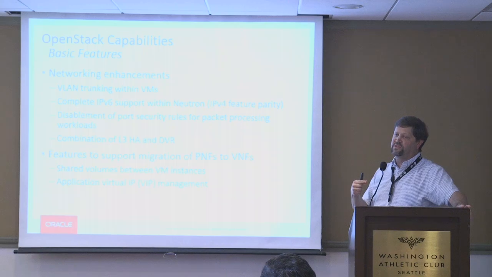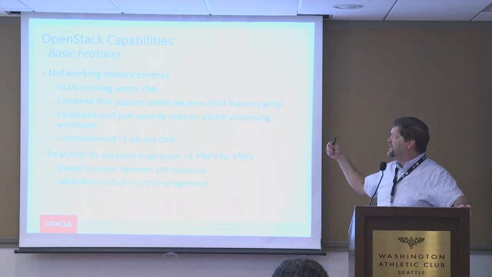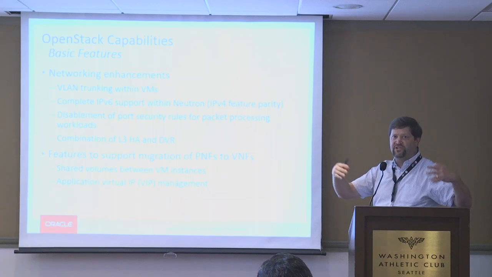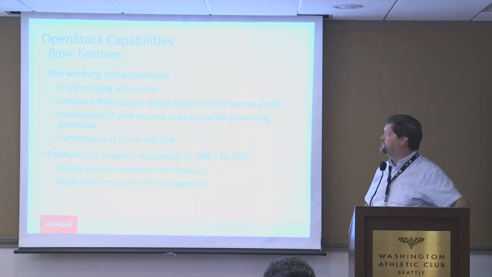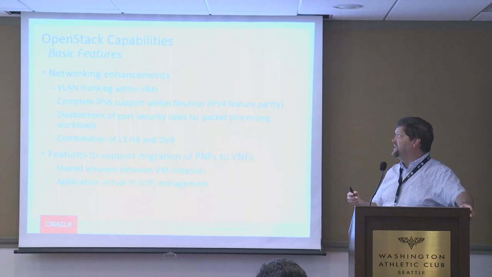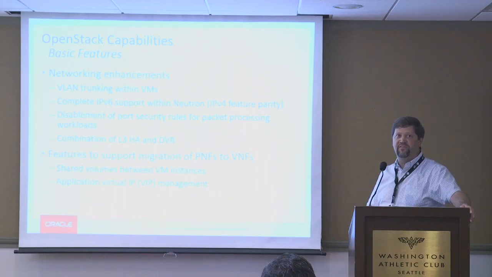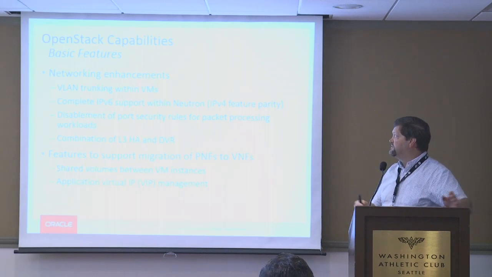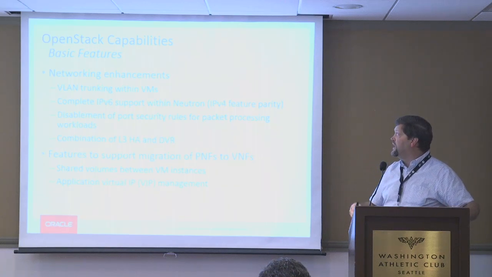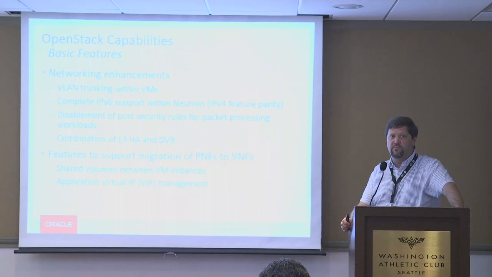But some of the particular things within the networking space that I think are important: certainly there's VLAN trunking within VMs. Today, that type of information is not exposed up to the VMs or the VNFs, but there are certain telco applications that need that capability. Certainly complete IPv6 support, so essentially feature parity with IPv4. If you do the comparison of the two, they're not in alignment in terms of full support.